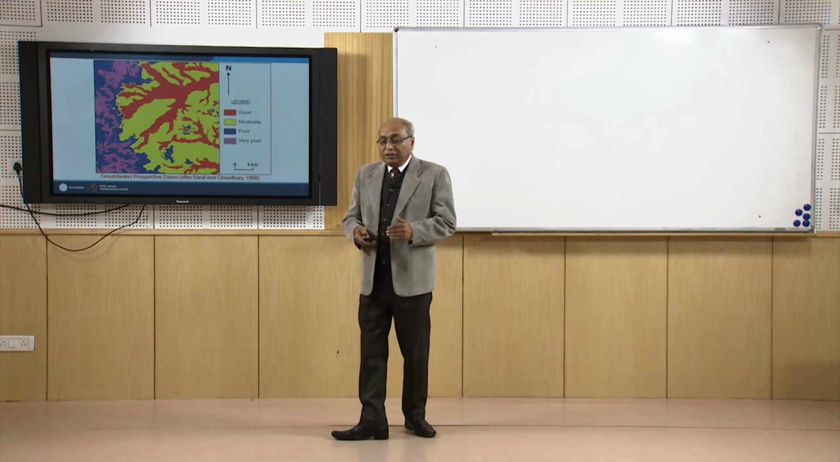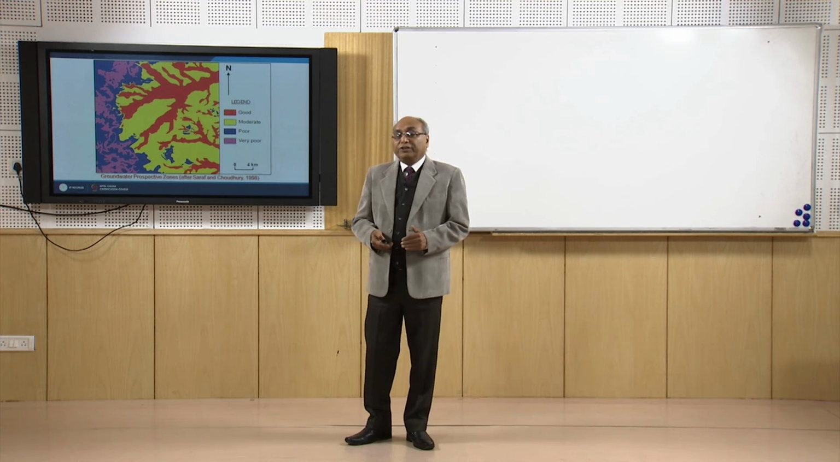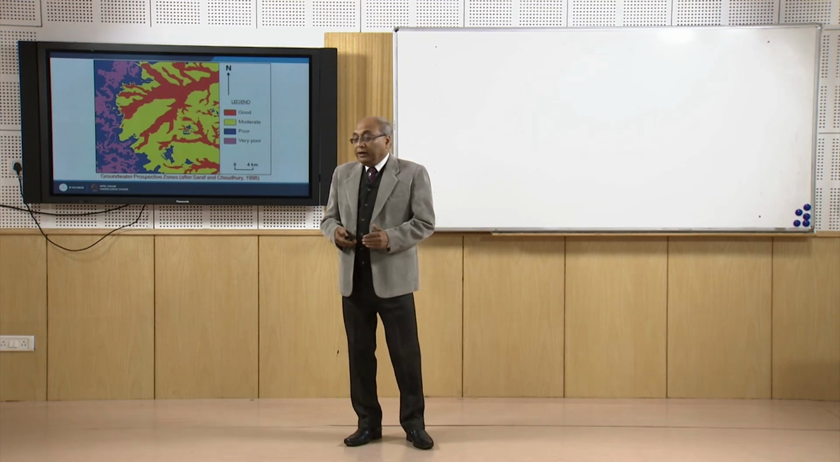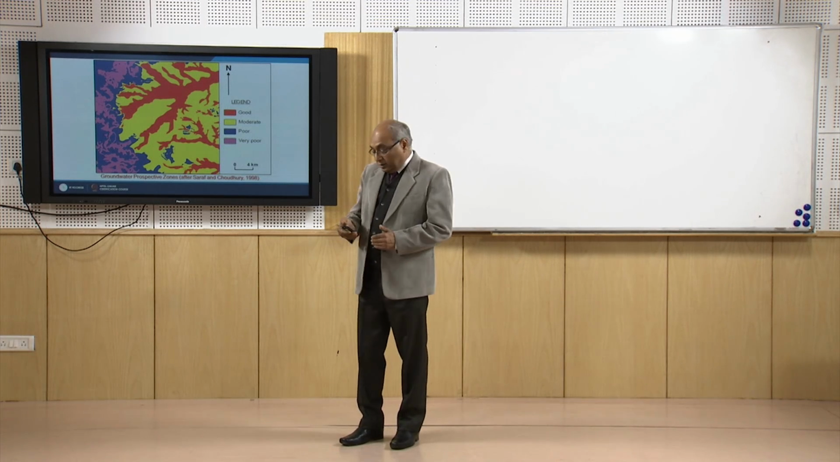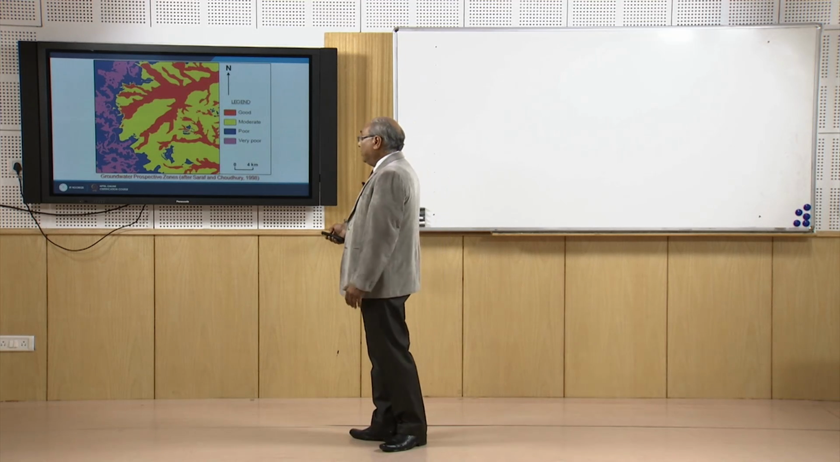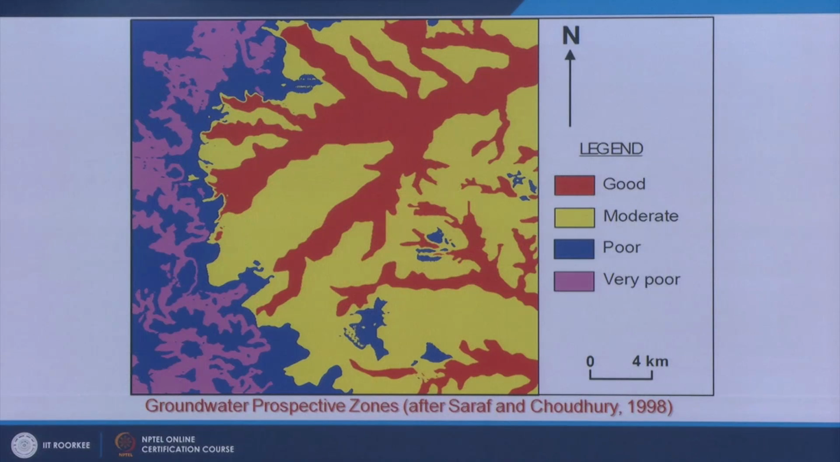Based on these inferences and incorporating other information like geology, soil, geomorphology and growth of vegetation, employing GIS we can have a groundwater prospective zone map like this which we are seeing here, so that we can indicate very clearly which are the good, moderate, poor and very poor areas for finding groundwater.